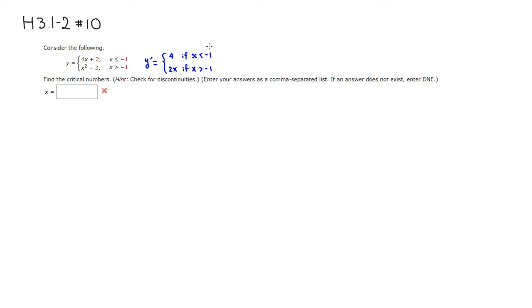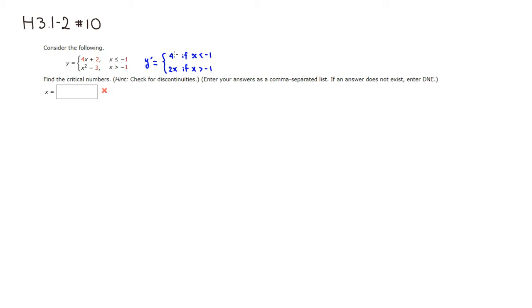Then you can see that the derivatives do not match up, because the derivative on the left-hand side of -1 gives you 4. And on the right-hand side of -1, if x is equal to -1, the derivative would have been -2, which does not match the other number, 4. So this function is not differentiable at x equals -1.